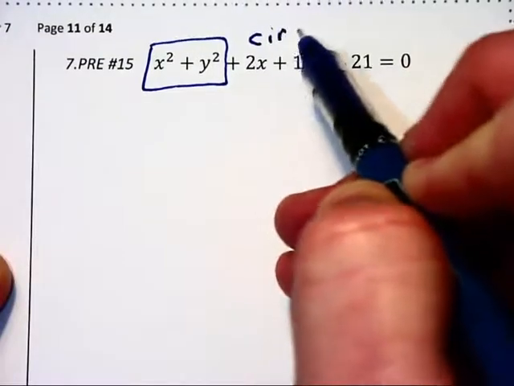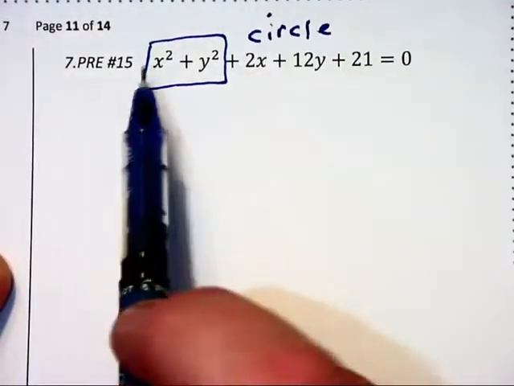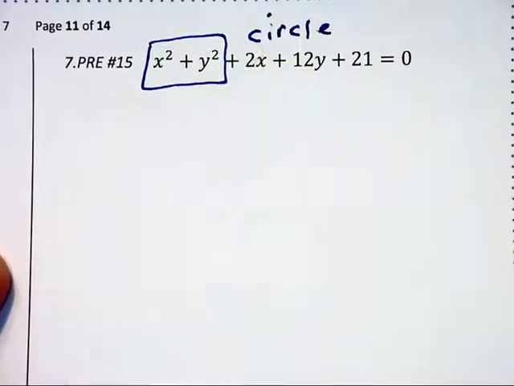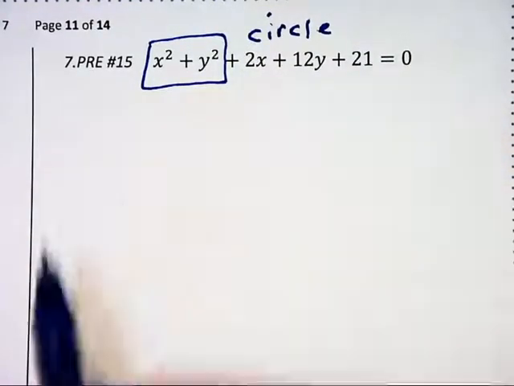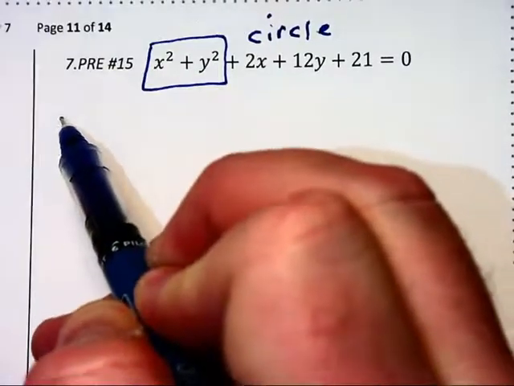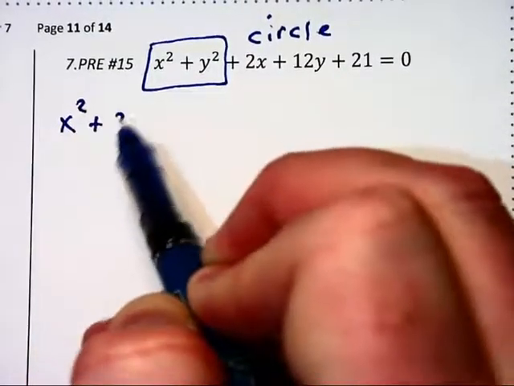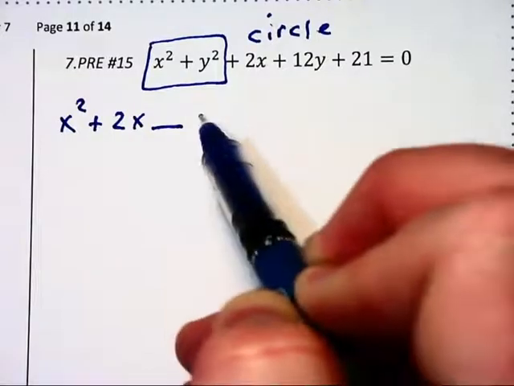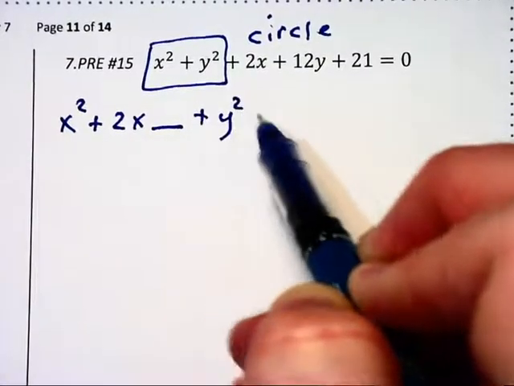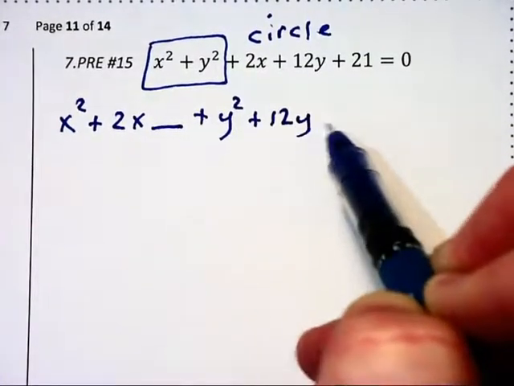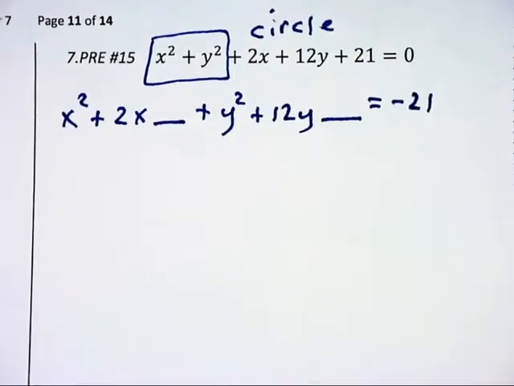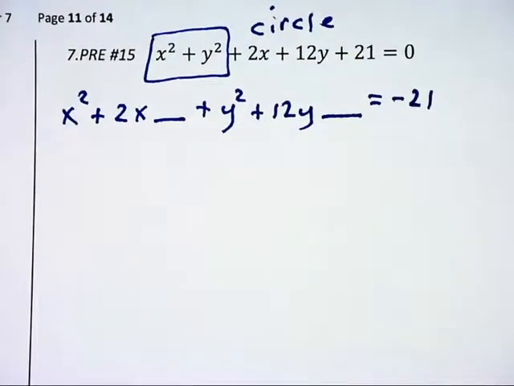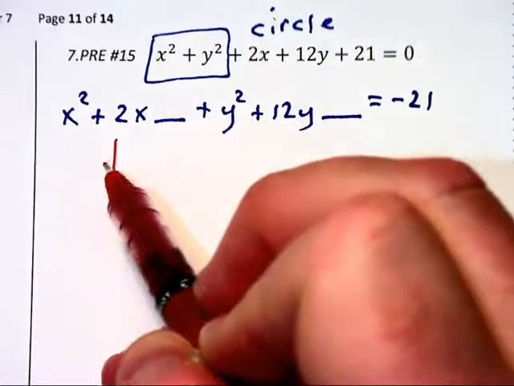Okay, next problem, we've got x squared plus y squared, which has us thinking that this is going to be a circle, especially since we have the same leading coefficient in front of each of these variables. So let's group the x's and y's separately and see what happens. X squared plus 2x, leave a blank, plus y squared plus 12y, leave another blank, equals negative 21. Okay, now there's no leading coefficients, so we can go straight to the cut in half square routine.